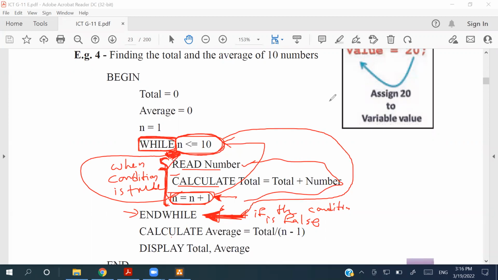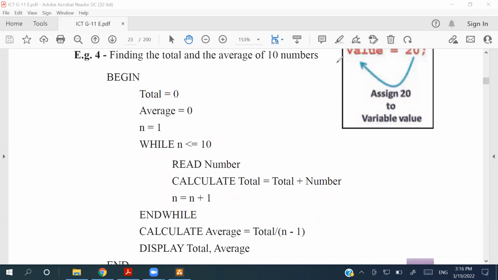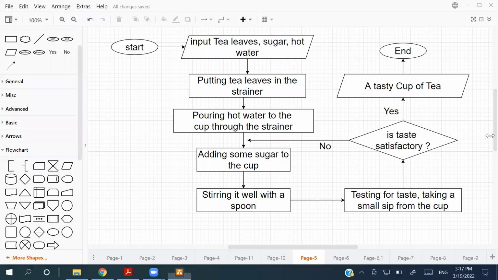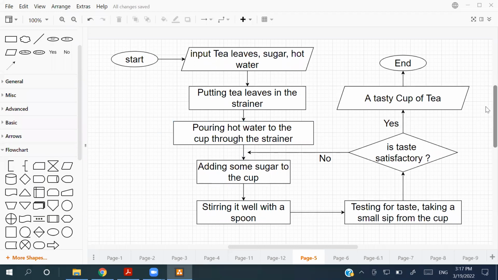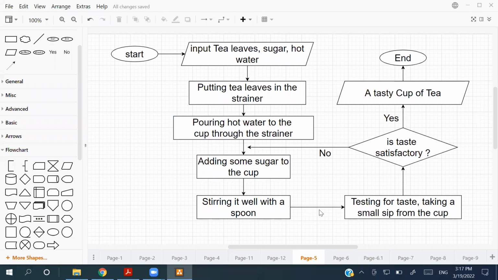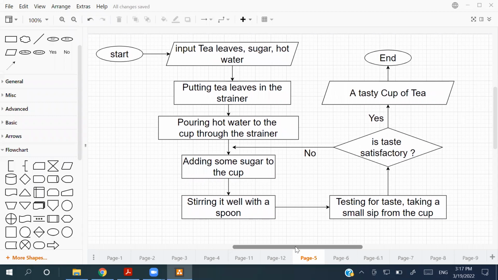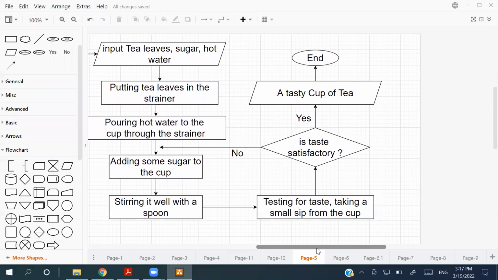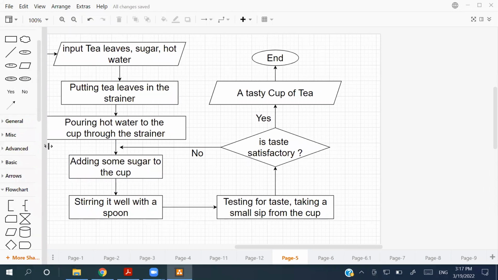Okay, let's map this up with the example that we did. So I think you can remember the iteration example that we did. This is the iteration example that we had. So now we are going to convert this into a flowchart, right? So let's see how it's going to happen.